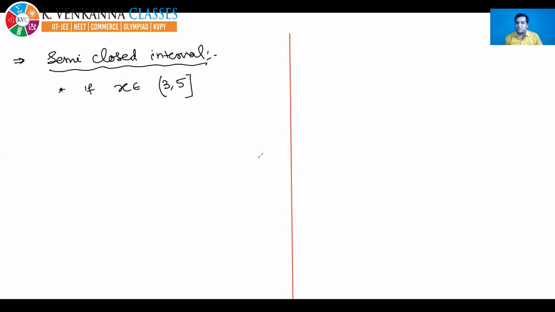So, sir, can you explain how to draw a Venn diagram? Till now, I have not taught the Venn diagram. In the next class, I will start set theory, and after one or two classes, I will teach you the Venn diagram. Don't worry about it.